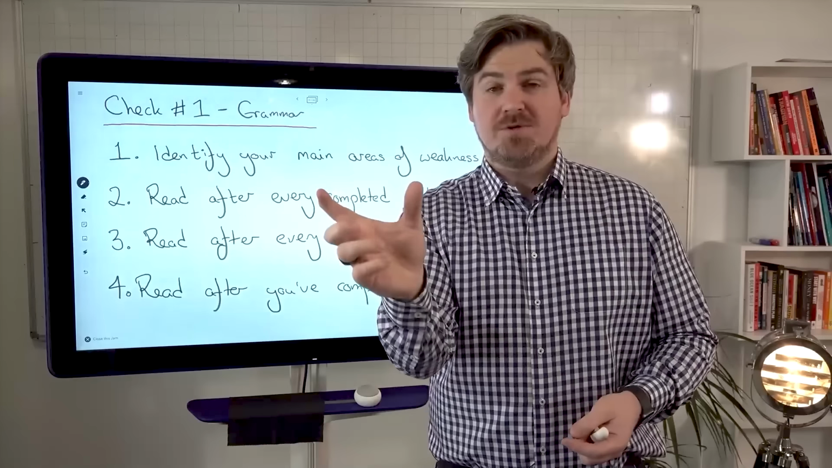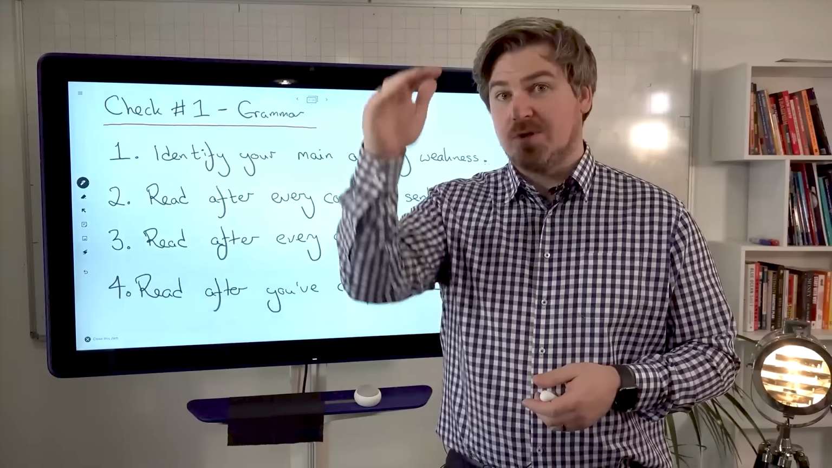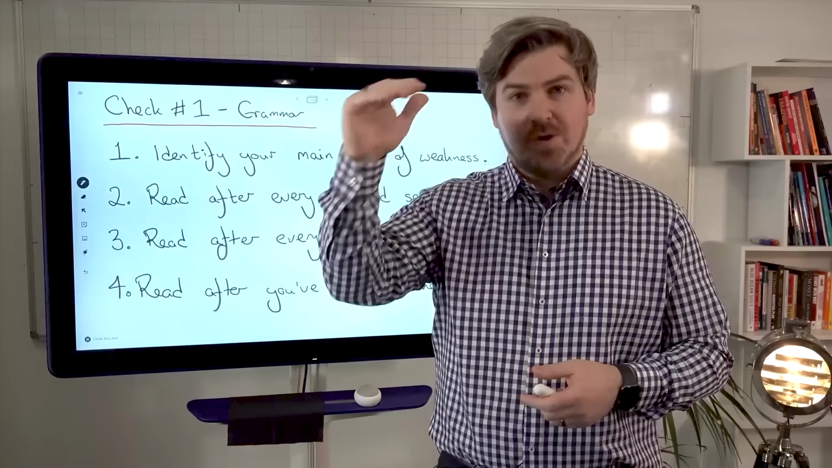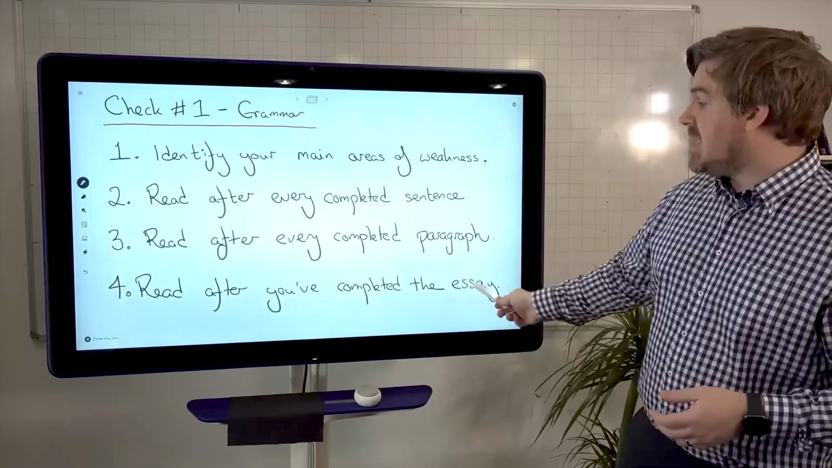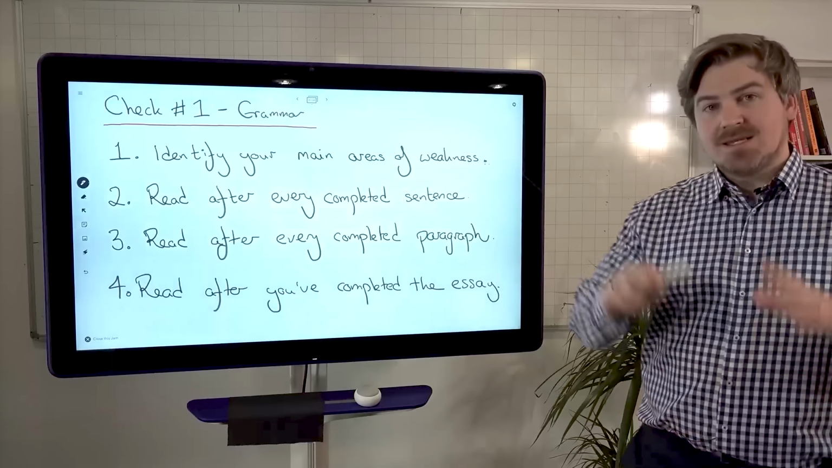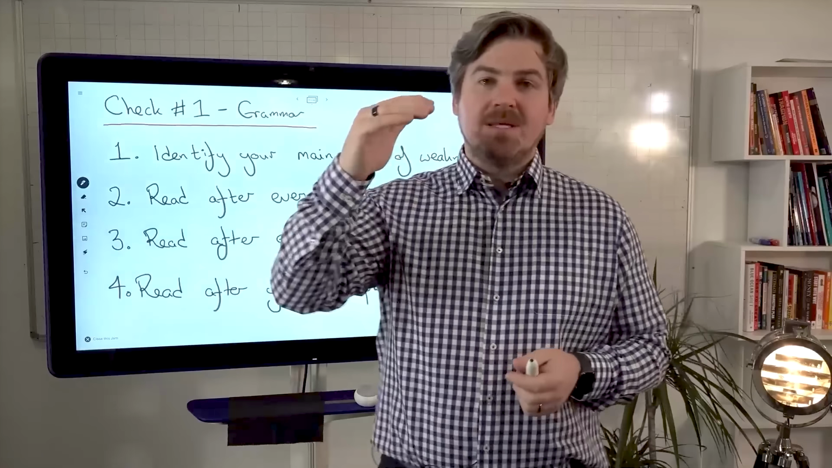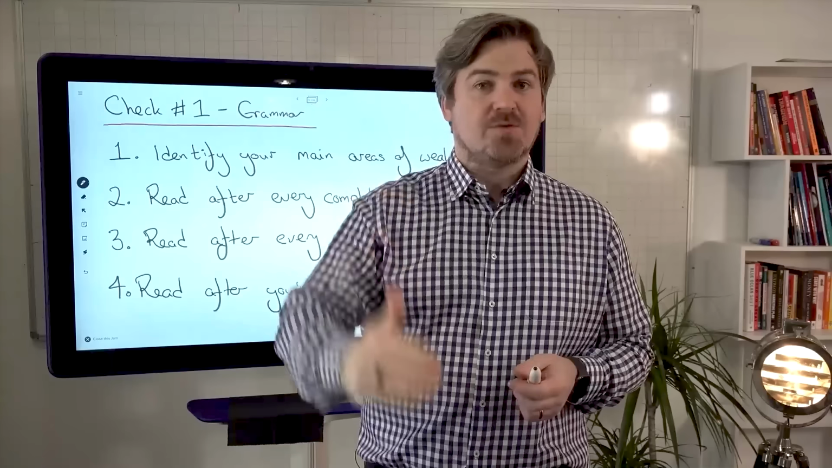Read after every completed paragraph. So when you finish your introduction, read the whole introduction. When you finish your first main body paragraph, read the whole first main body paragraph and check for grammatical errors. Read after you've completed the entire essay. So that means that you have checked every sentence 3 times.